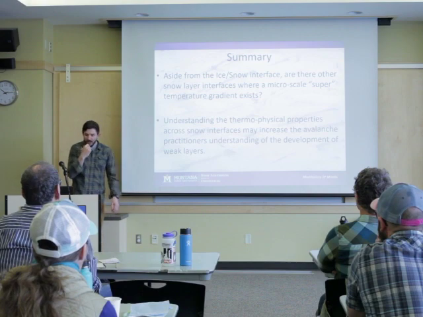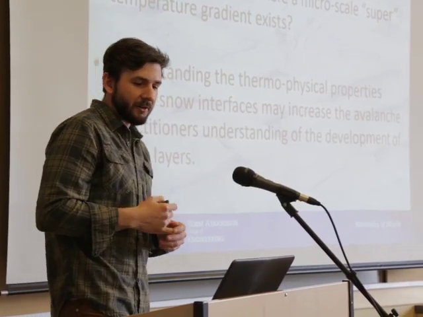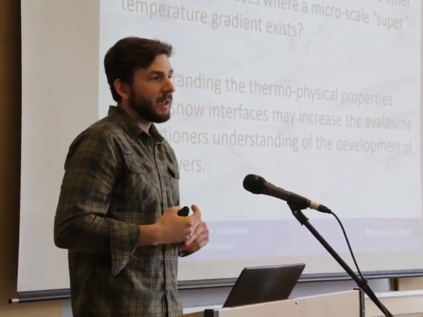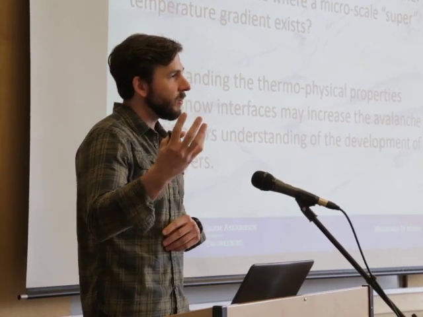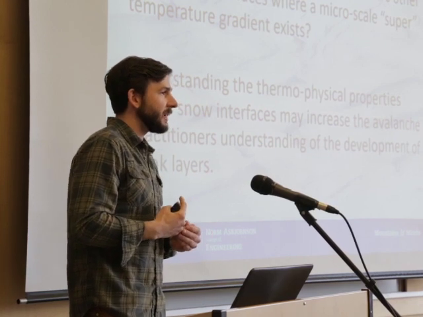And so in summary, aside from the ice-snow interface, are there other snow layer interfaces where a micro-scale temperature gradient may exist? The ice-snow interface being one end of the spectrum, wind slabs being one. I think another interesting layer to look at would be buried surface hoar.